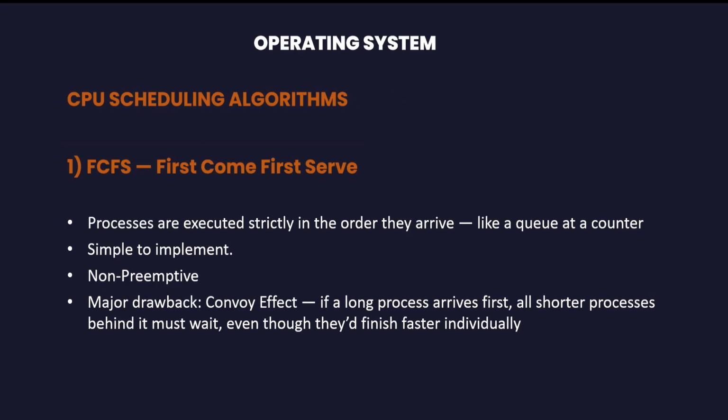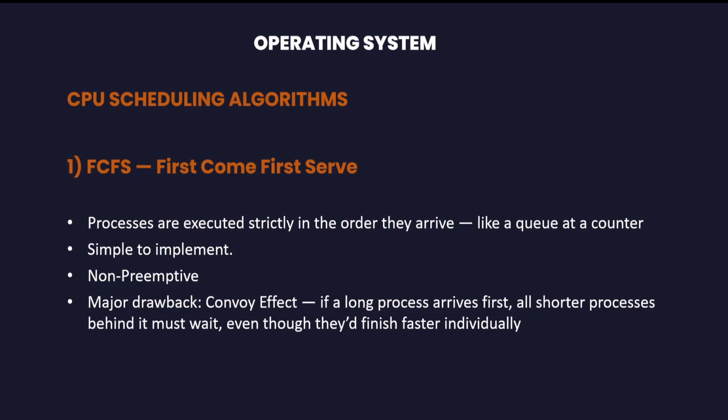First is FCFS, first come first serve. Processes are executed strictly in the order they arrive, like a queue at a counter. The process that arrives first gets executed first. Simple implementation. FCFS is non-preemptive, meaning once a process gets access to the CPU, it will hold on to it until it completely finishes. That means if a process holds the CPU, it will not give the CPU to another process until it is completed first.